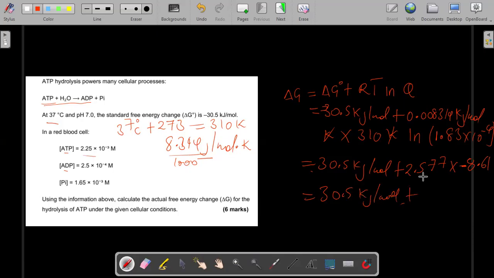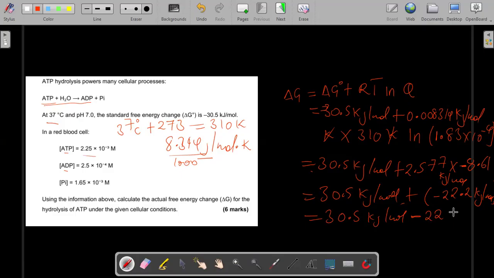Plus, so remember here I've remained with kilojoules per mole as well. So I multiply my 2.577 kilojoules per mole by negative 8.61 there. Okay, so I'm getting a negative 22.2 kilojoules per mole. So there you know that negative times positive, I'm going to get a negative there, isn't it? So I have a 30.5 kilojoules per mole. Okay, so I subtract there, I'm going to get a negative 22.2 there, isn't it? Kilojoules per mole.